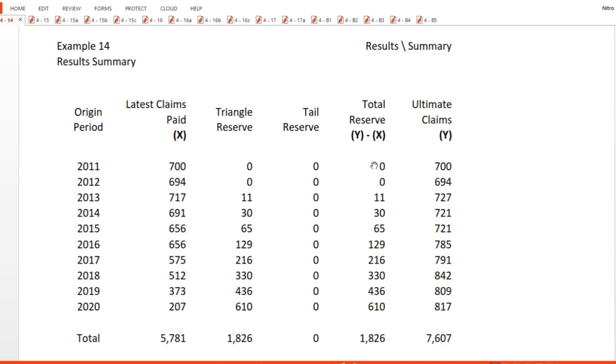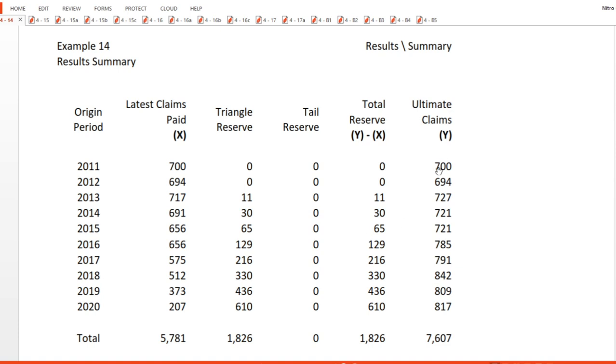I generally expect the total reserve, y minus x, to be increasing through the origin periods. This is because over time more and more claims will have completed their journey through the policy life cycle, and so older origin periods should be closer to ultimate. A distortion in this trend could be driven by a reduction in the size of the book over time, or it might indicate an issue in the modelling process. If so, we need to reassess our ratio and curve selections.